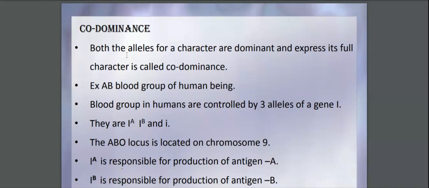So what is codominance? In codominance you will see that both the alleles that are there in the gene pair are dominant and express fully. Therefore we say it is codominance. That means both the partners are expressing their dominance together. An example of it in human beings is in blood groups.